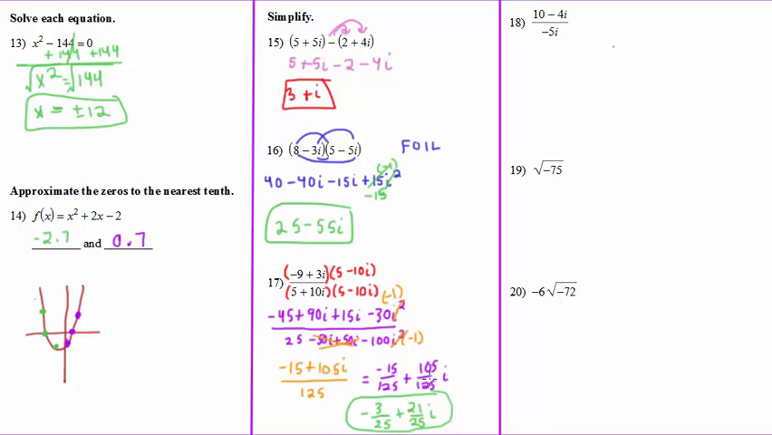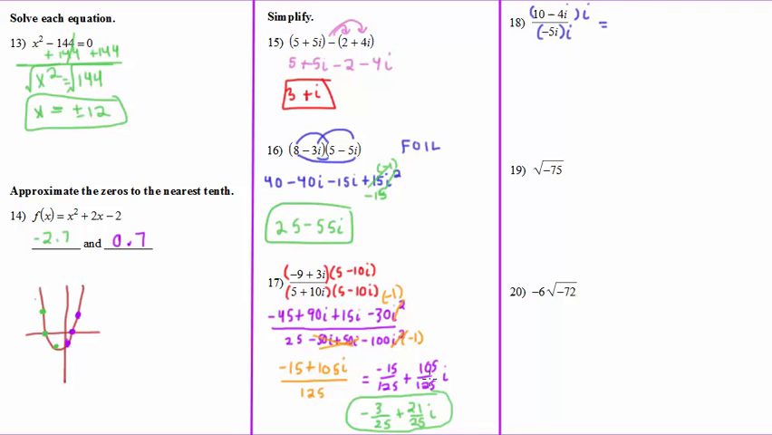So 18 has one term on the bottom, so all we have to do is multiply the top and the bottom by i. Now, if you accidentally forget that that's all you have to do, and you try to multiply it by plus 5i, you'll still do what you need to do, but you'll end up having to cancel stuff out at the end.